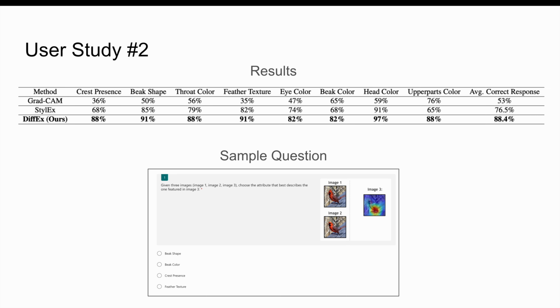To quantitatively compare Diffx with existing explainability methods, we conducted a user study with 35 participants on Prolific, focusing on semantic explanations in the bird domain. Participants viewed original and edited images alongside outputs from GradCAM, StylEx, or Diffx, and were asked to select the attribute that best explained the visual change from multiple choice options. As shown in this table, Diffx significantly outperformed both GradCAM and StylEx in helping users correctly identify the intended attributes.